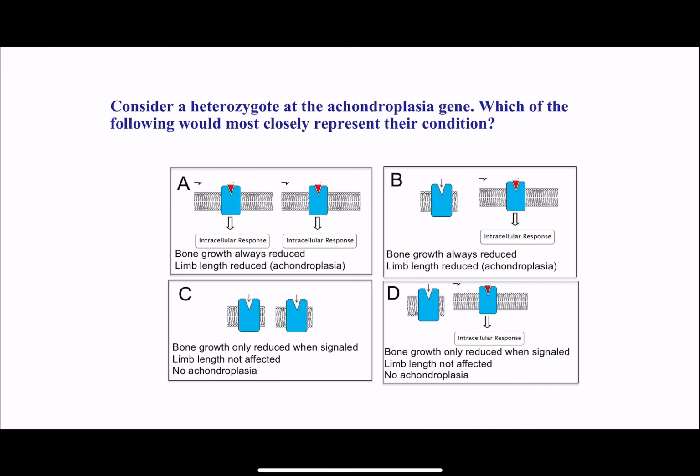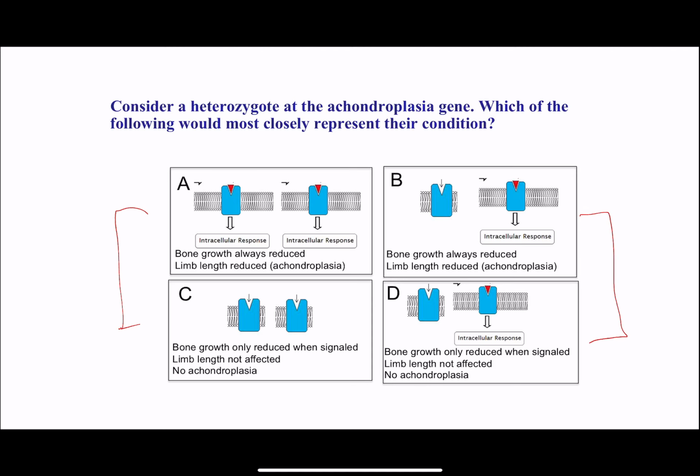If we think about somebody with achondroplasia, somebody who has reduced stature, and if we assume, like I've told you, that achondroplasia is the result of an incomplete dominant inheritance pattern, then I want you to go ahead and think about which of these scenarios is most likely representative of somebody who is achondroplasic, somebody who has the achondroplasia phenotype, the reduced stature phenotype.